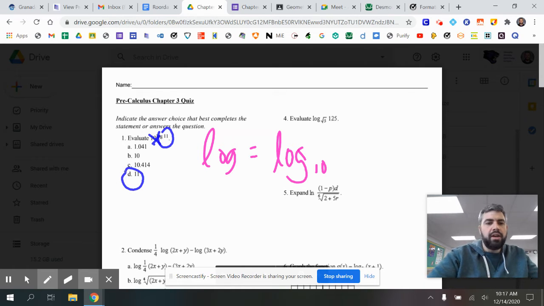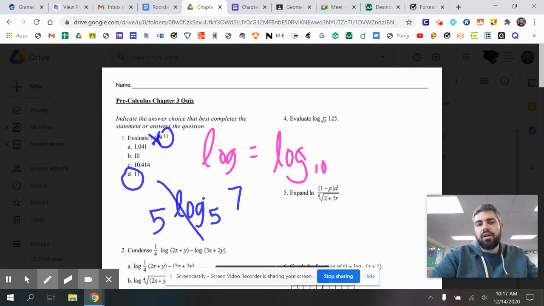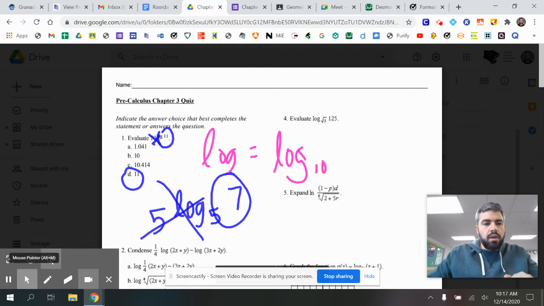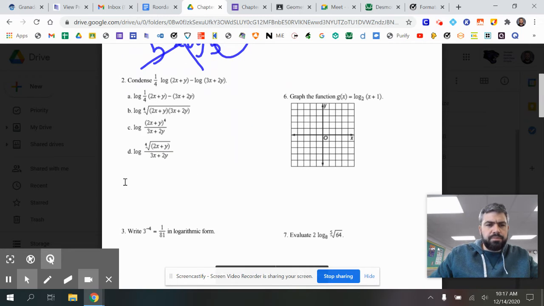So for example, if we had another one that was like 5 to the log of 5 of 7, 5 and log 5 would cancel out, and our answer would be 7. Useful, right? Okay, so let's look at the next one.